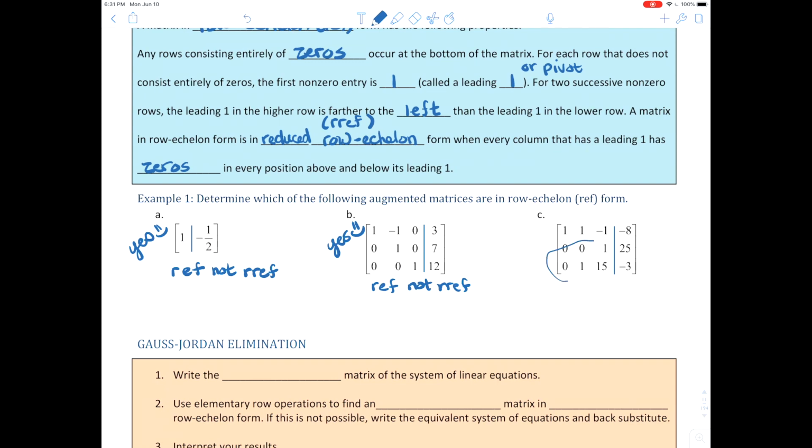Because of these two rows, right? If they were swapped, you'd have row echelon form, right? Actually, the whole thing. If they were swapped, you'd have row echelon form, but they're not, so you don't. It doesn't follow the definition, so our answer is no.